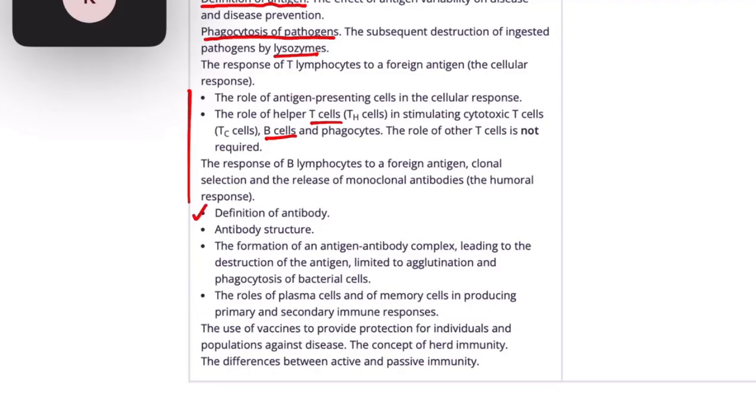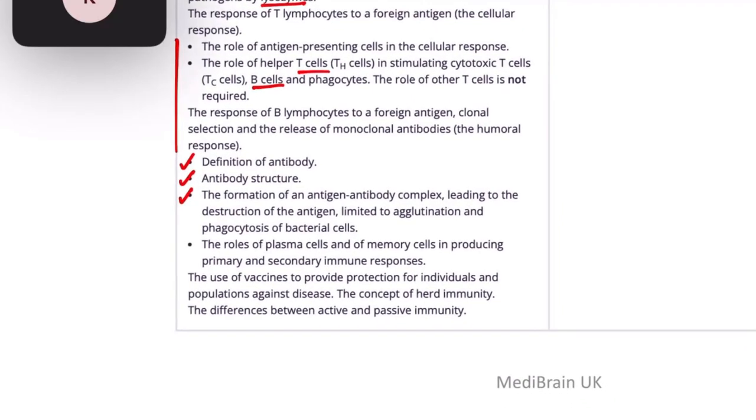You need to know the definition for an antibody. You need to know the structure of an antibody. You need to know how an antigen antibody complex forms. And again, that's not in today's lesson. I'm just going through the bullet points that you need to know if you've already studied this topic beforehand. You also need to know the role of plasma cells and memory cells. And vaccines, there's a bit on vaccines which gets asked in application questions in biology papers. You need to know the concept of herd immunity, how to define it, and you need to know the difference between active and passive immunity.